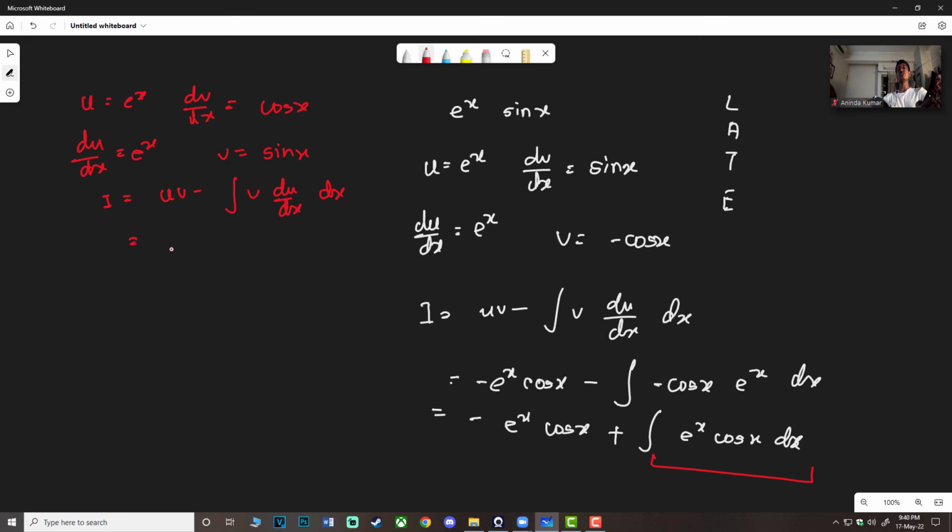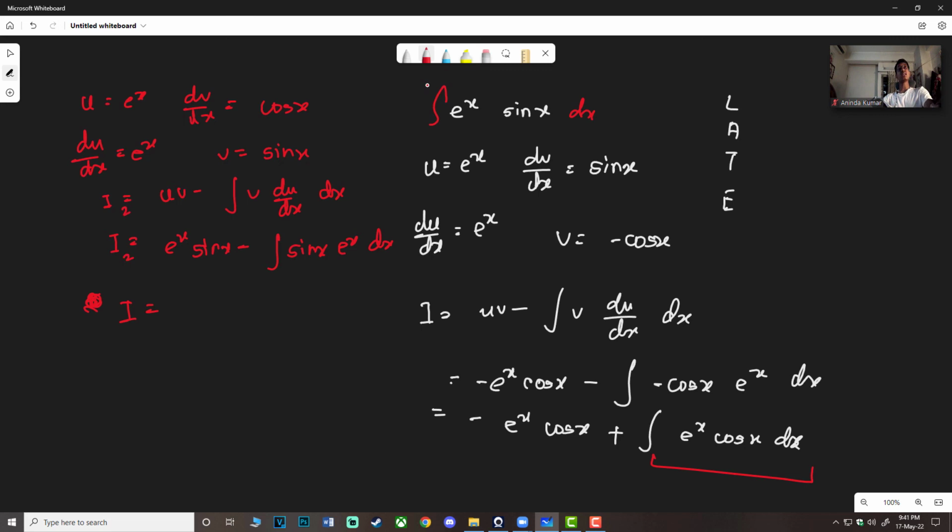Okay, so what is uv? u is e to the power x and v is sin x. And the integration of v du/dx, v is sin x, du/dx is e to the power x. Now look closely, this is the original integration that we wanted to find out. So as of now, we had one I over here, and our final I, the initial I, this is I2 actually.